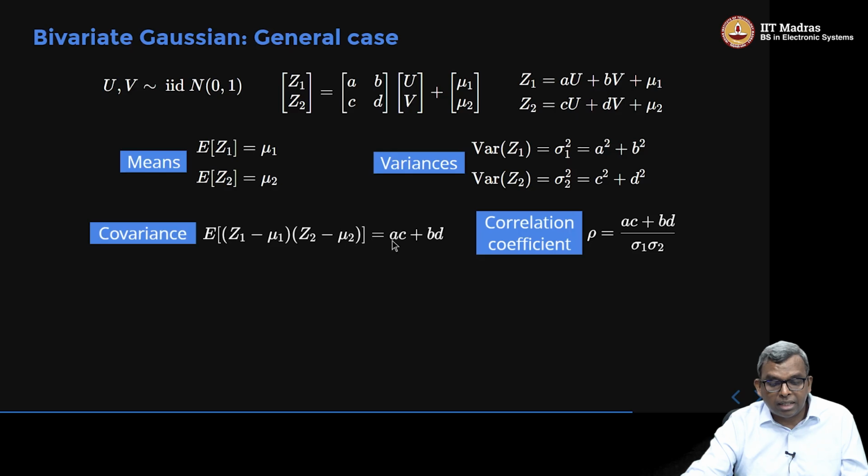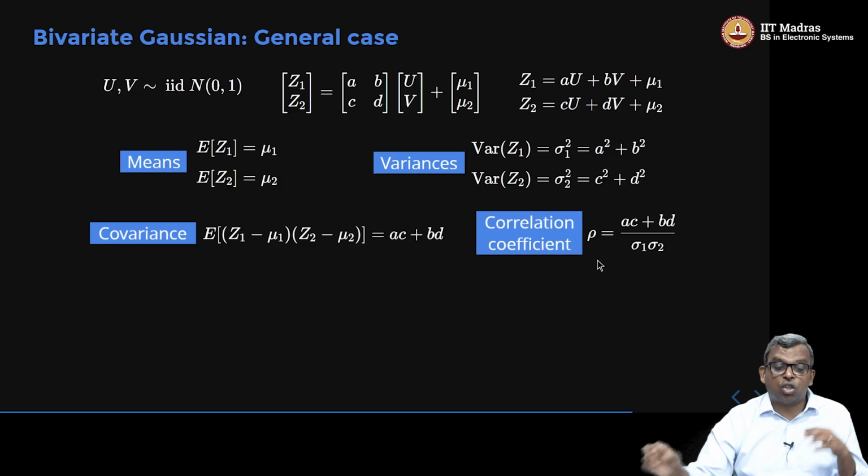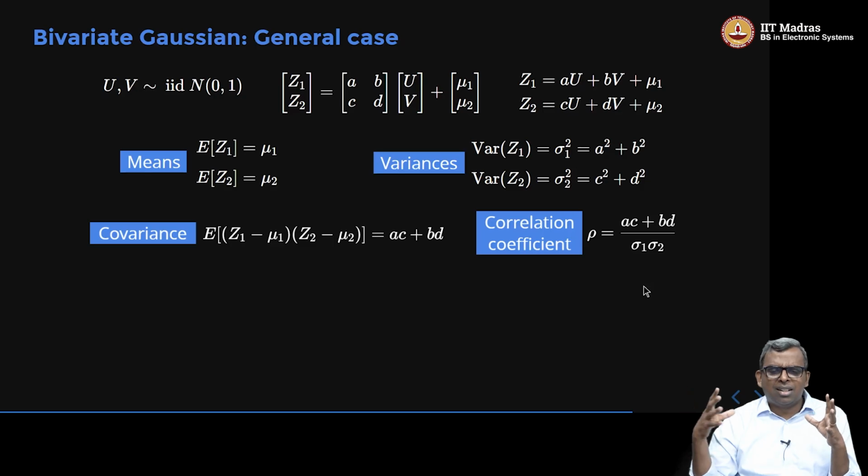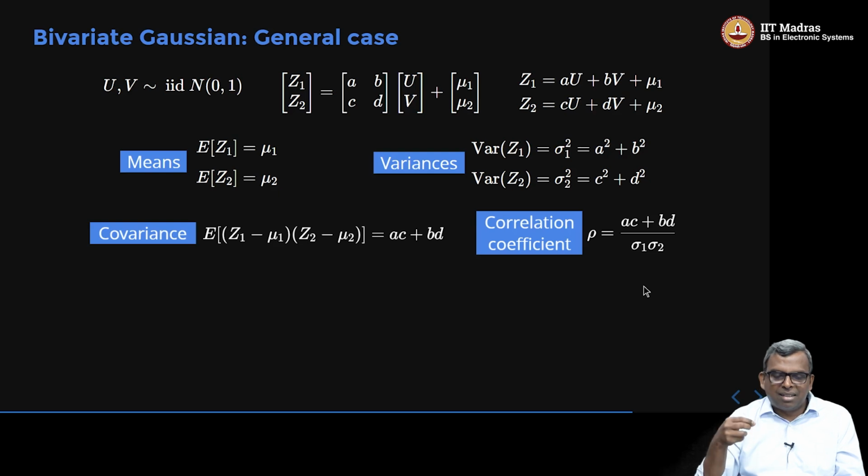So you notice here the covariance is ac plus bd, and the correlation coefficient is ac plus bd divided by sigma 1 sigma 2. Sigma 1 sigma 2 is root of a square plus b square times root of c square plus d square, but nevertheless you get a correlation coefficient. So the joint distribution of Z1, Z2 is a function of mu1, mu2, sigma 1 squared, sigma 2 squared and rho. That's one way you can easily see. You can write down the joint distribution as one big ugly formula with Z1 being replaced with something and all that. I'm not going to write that. I will let you look it up if you're interested.